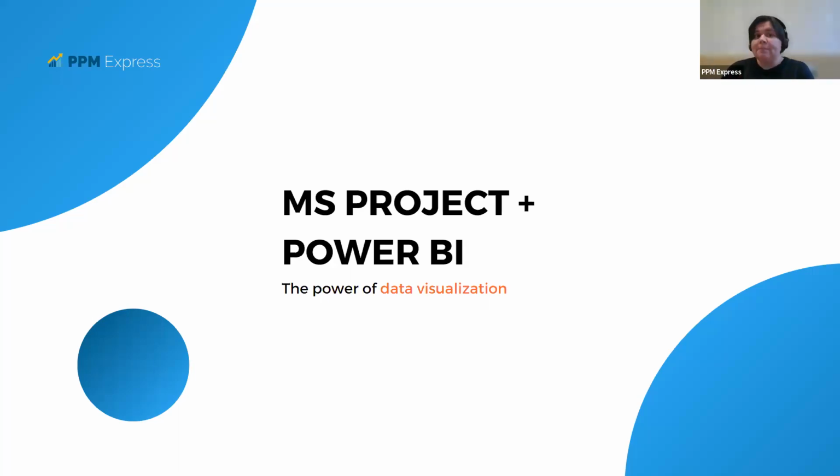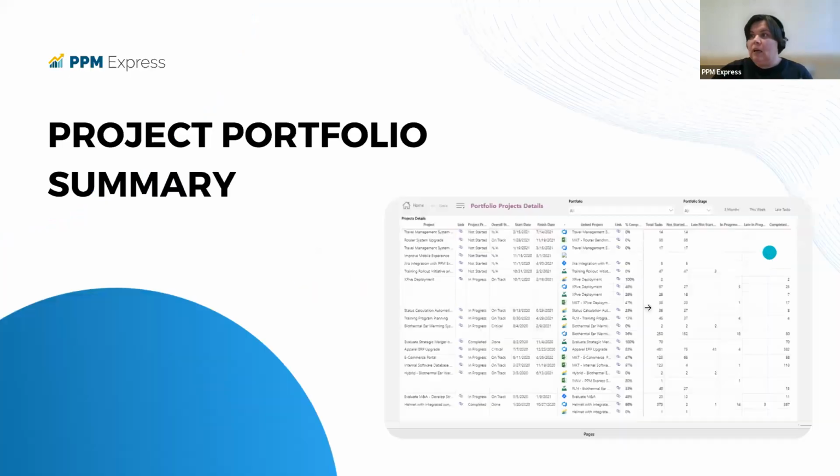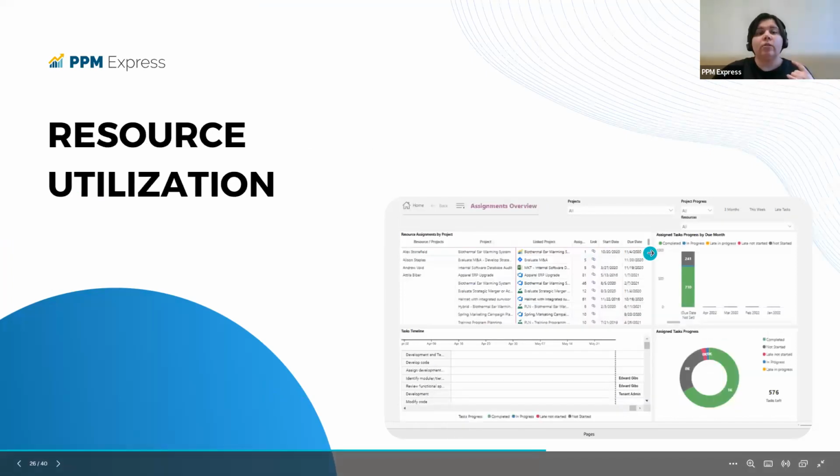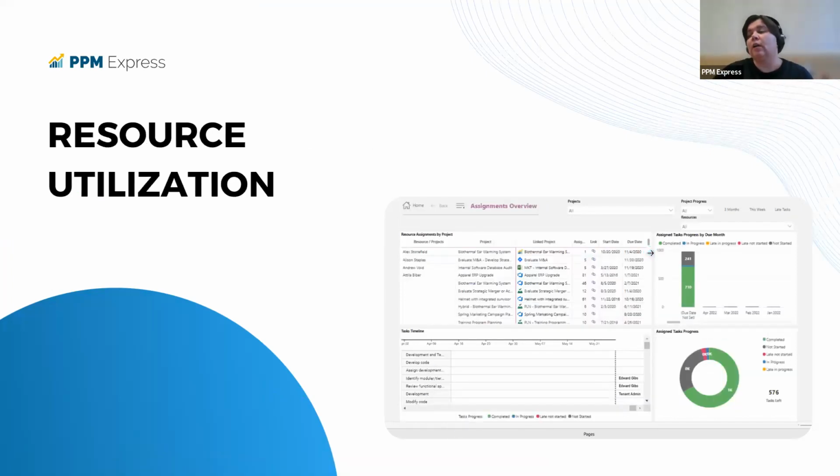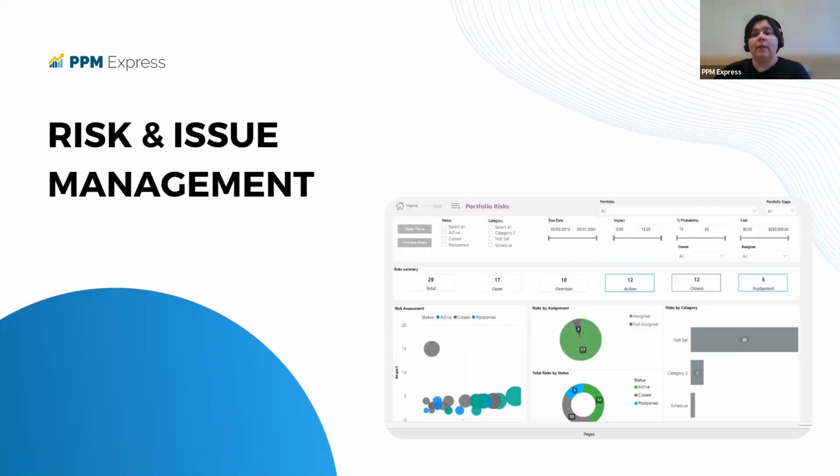PPM Express comes with a range of ready-to-use reports that can be accessed easily within the Power BI service. These reports provide project managers with up-to-date project information at any time. The Project Portfolio Summary Report provides an overview of the project portfolio, including project status, budget, and resource allocation. The Resource Utilization Report shows how resources are utilized across different projects. The Project Risks and Issues Management Report provides an overview of all the risks and issues associated with the projects in the portfolio.